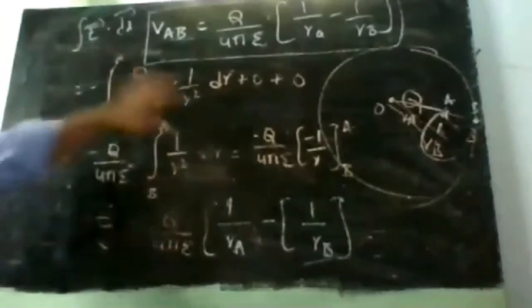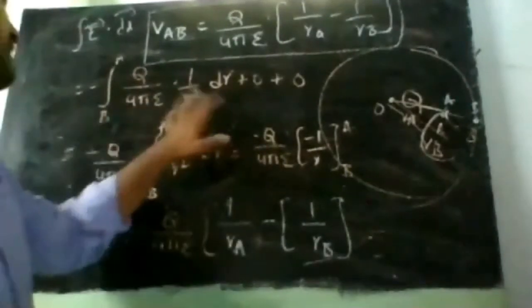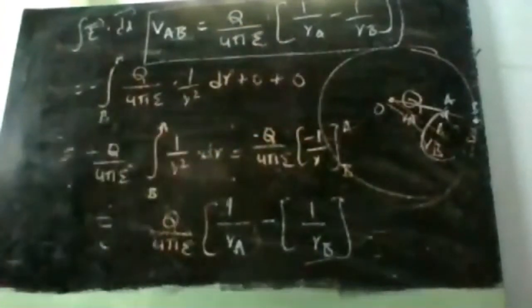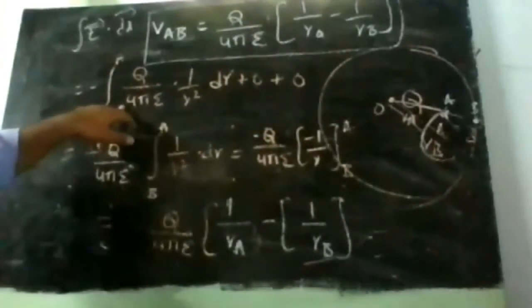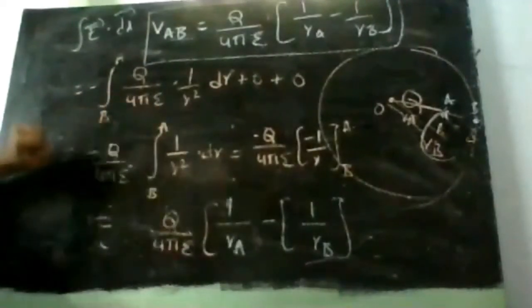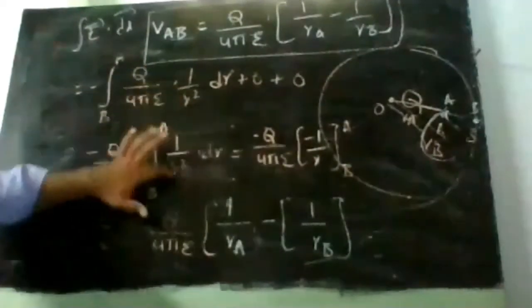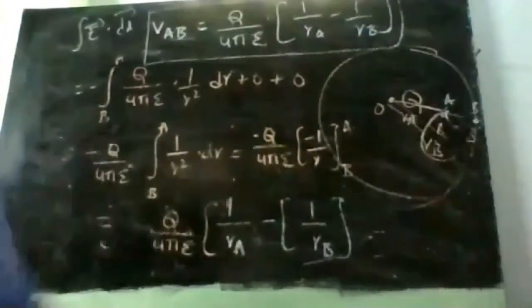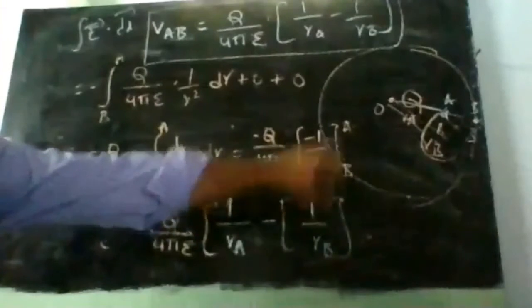So what I get is this expression. This term will remain, and the remaining 2 terms will become 0. Now if I take the integral of this, q by 4 pi epsilon is constant, so I'll put it outside. So the integral of 1 by r square. What is the integral of 1 by r square? Minus 1 by r, and the limits are from b to a.